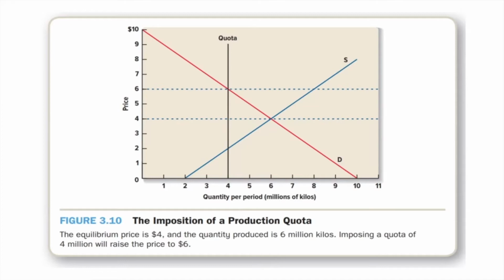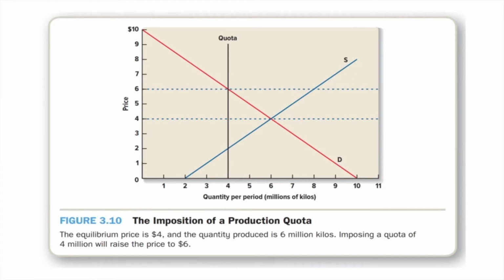So here we can see a graphical representation of a quota. Here in the red line is your demand for a given product across a range of prices. The blue line is the supply of a product across a range of prices. Now, we're focusing on the supply because a quota impacts the supply.